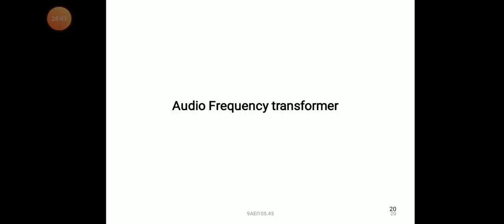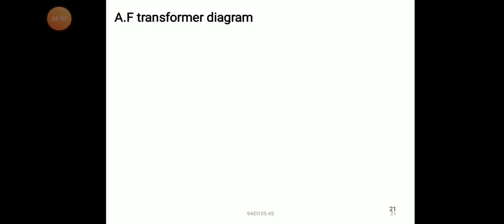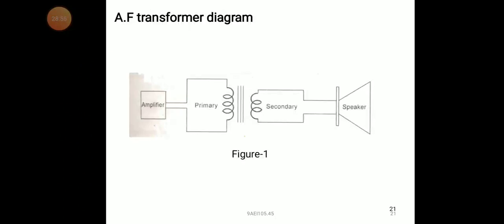First we try to discuss the audio frequency transformer and its constructional features. You can see the audio frequency transformer diagram. We have the amplifier, primary winding, secondary winding, and next is the speaker. Generally, audio frequency transformers are used to amplify the audio signal. Whatever the audio signal is, it may be stepped up or stepped down by using this transformer.